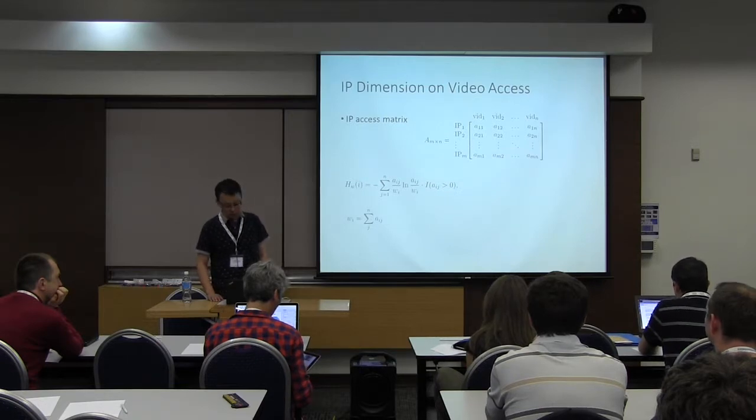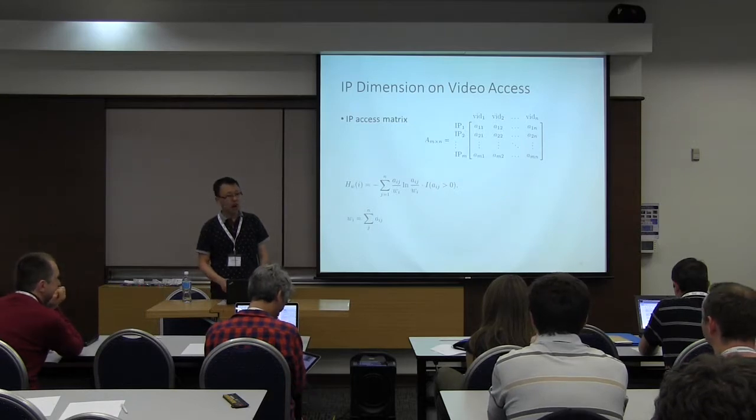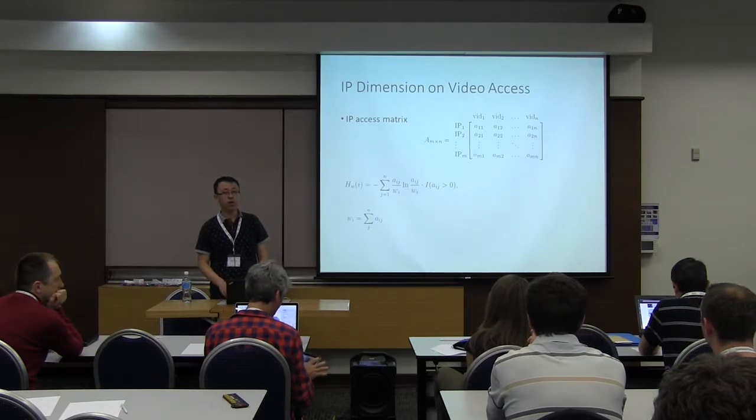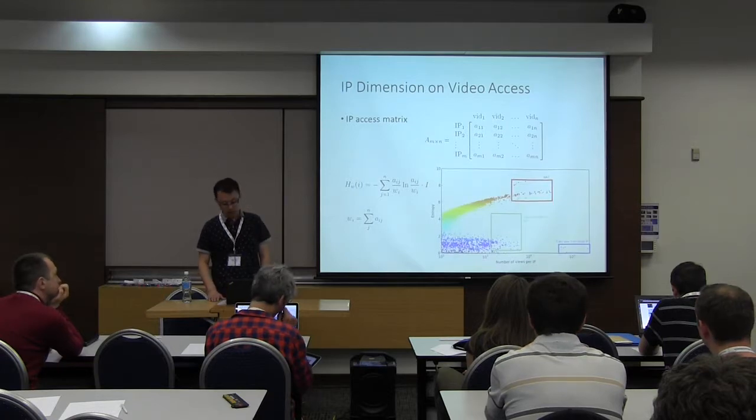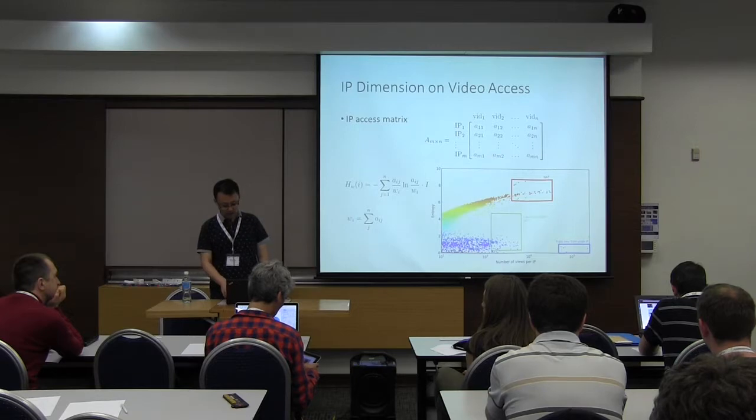Here this matrix is the IP view pattern. Here the element I_ij is the number of times IP address i views video j. So similar to the user entropy, we define the IP entropy based on the IP's view pattern. Then we plot all IPs' entropy values in this figure. Here the x-axis and the y-axis have the same meaning as in the last figure. Each point represents an IP. We still have two groups of IP addresses.